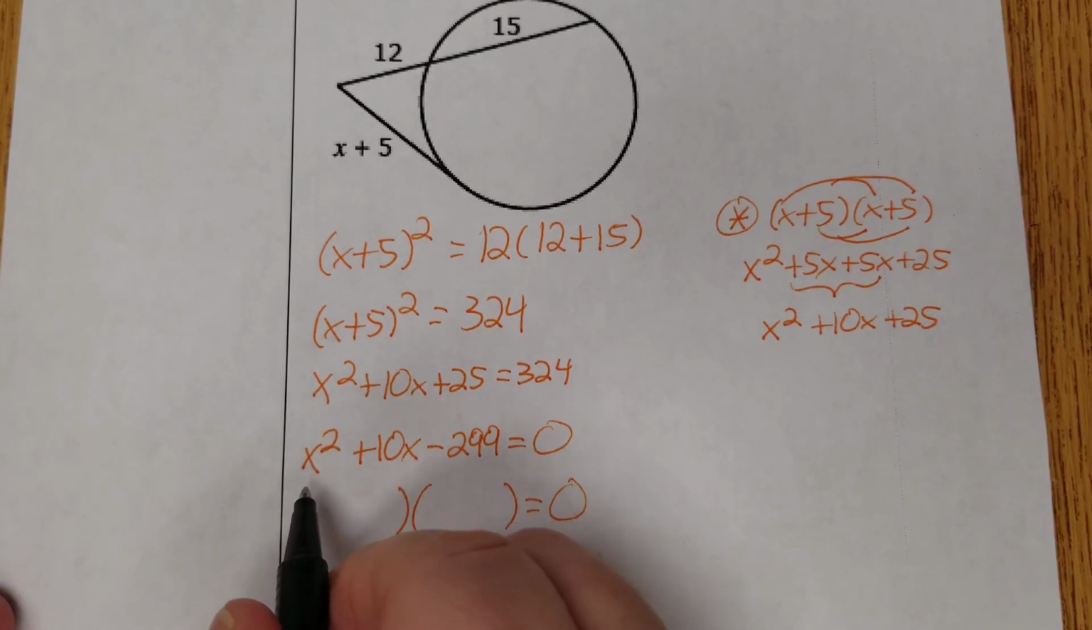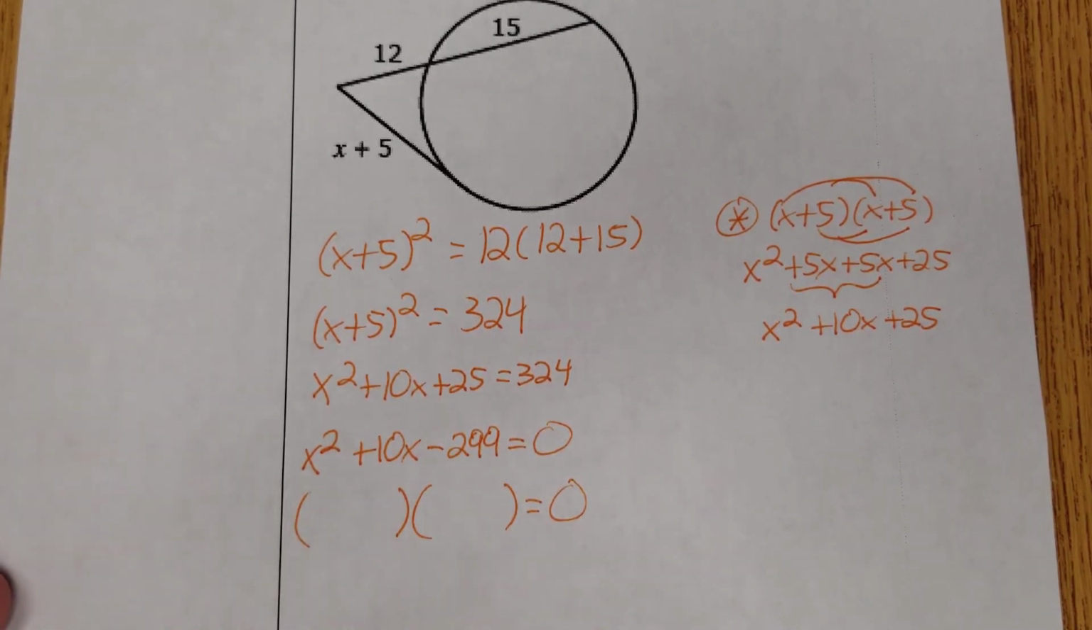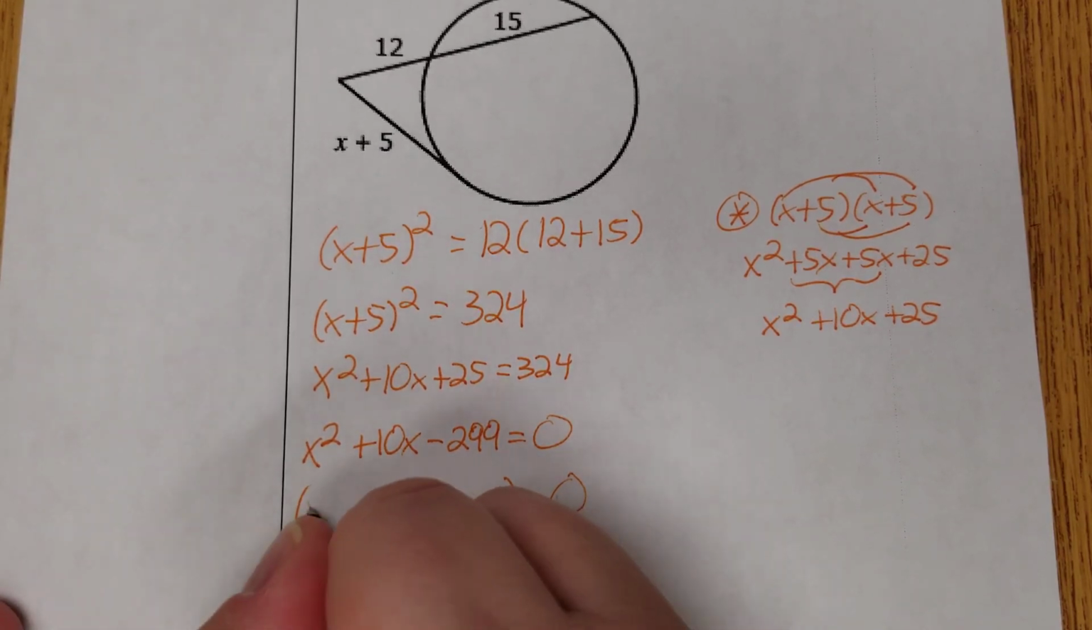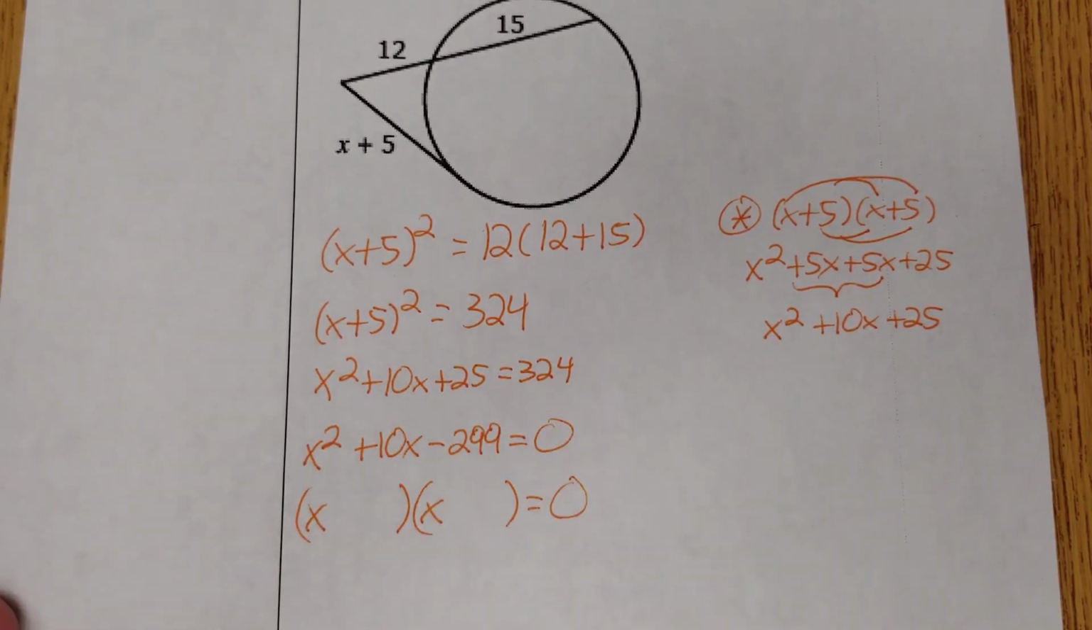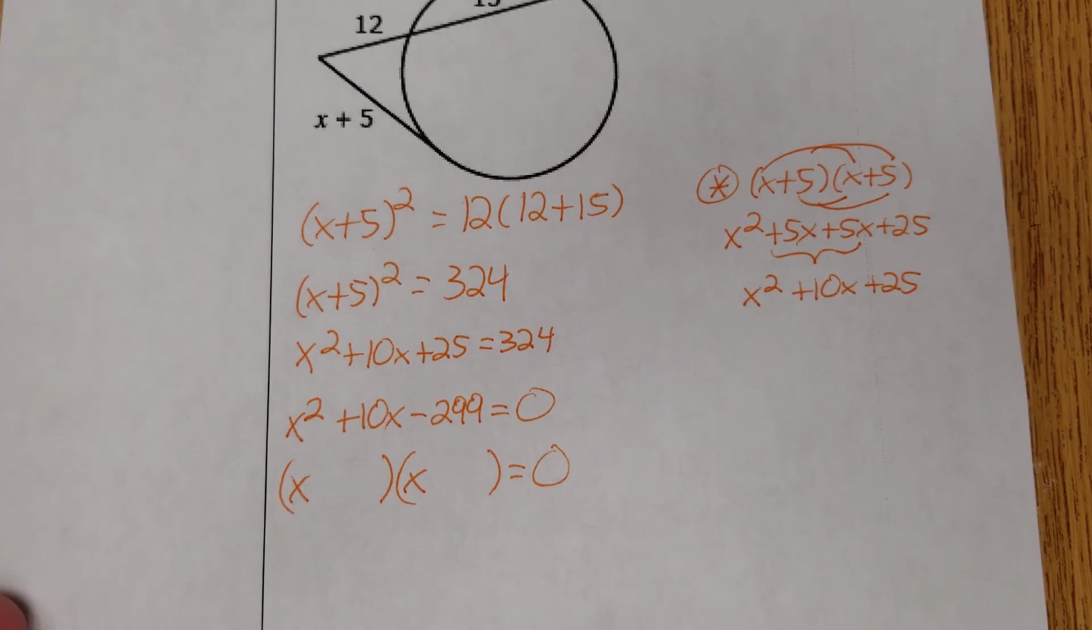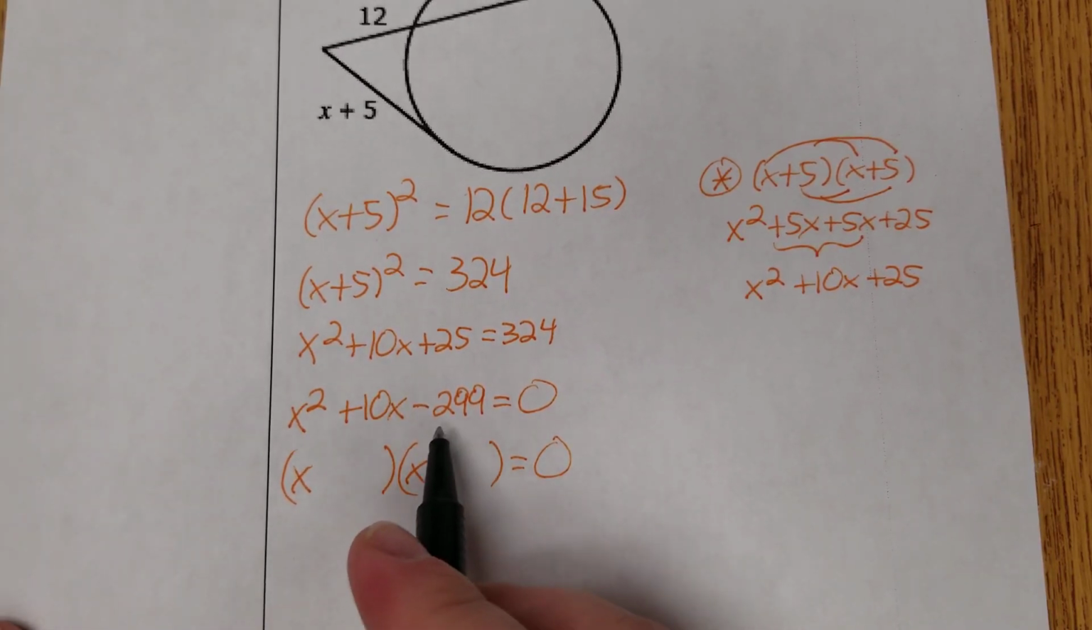The first term, I need two values that multiply up to x squared. There's only one possibility for that. It has to be x times x. There's no way to get around that one. Now, what do I need for the numbers?